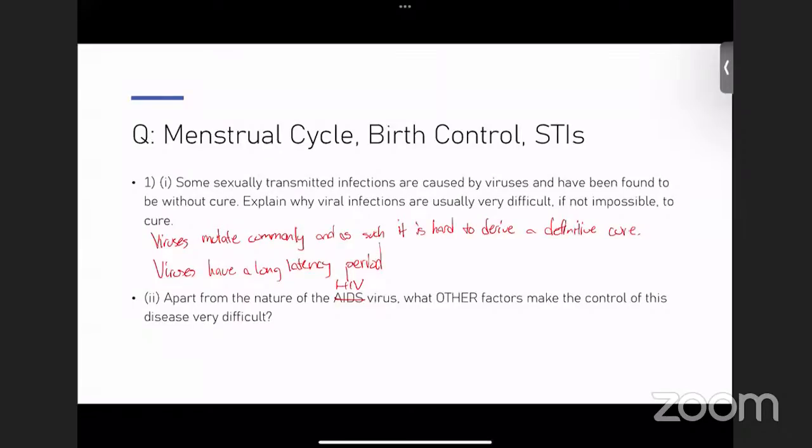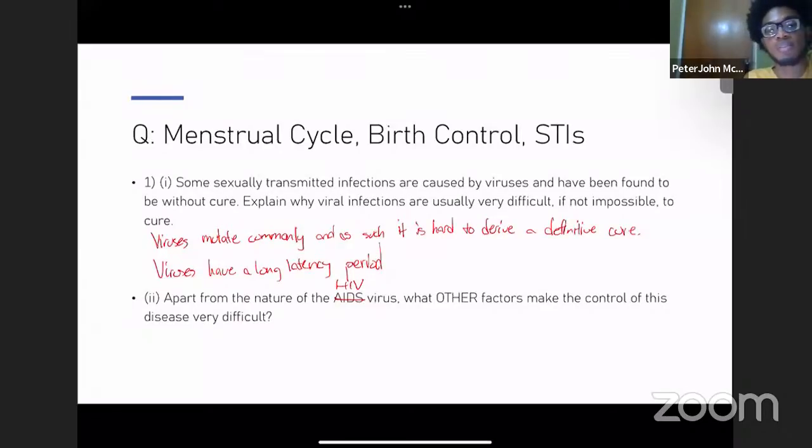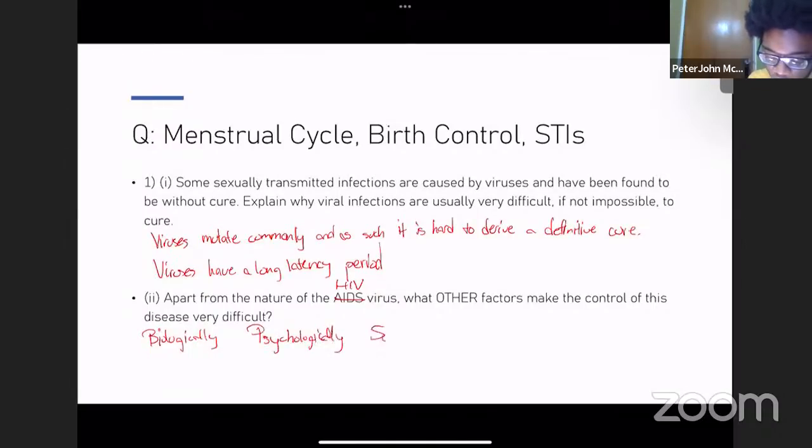Highly transmissible. Yeah, but again, that's nature. When I'm doing these questions, I think about it biologically, psychologically, and socially. That's how I answer all of my questions when they're about control of diseases.